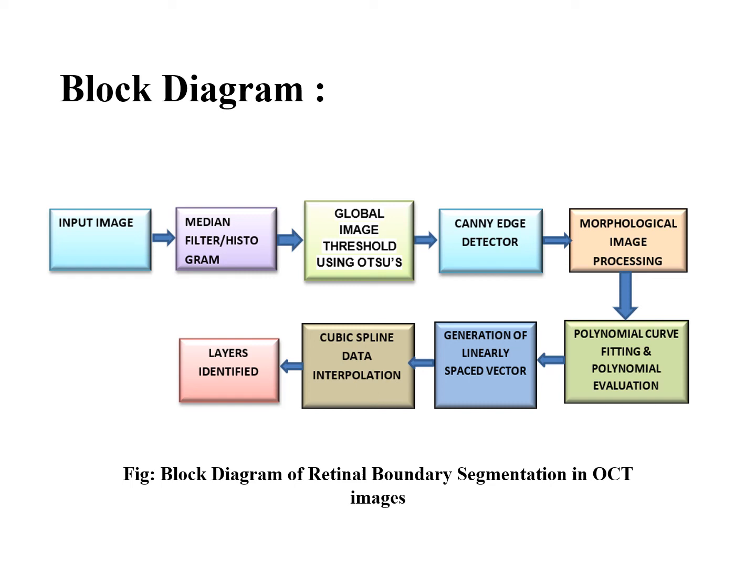Thus, the boundaries of the layers such as nerve fiber layer, ganglion cell layer, inner plexiform layer, inner nuclear layer, outer plexiform layer, outer nuclear layer, inner segment, outer segment, and retinal pigment epithelium are highlighted under the macula part of the eye in the OCT image.